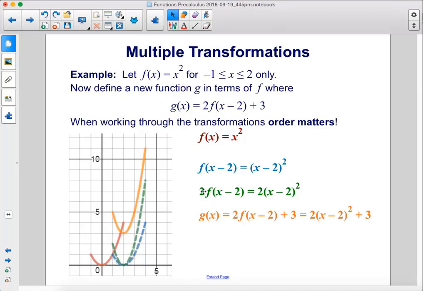Next, we're going to put this 2 out front, so now we have 2 times x minus 2 squared. So now we've distorted the graph, the parabola is now thinner. And then finally we have this k value at the end plus 3, so we just shift the whole graph up 3 units.